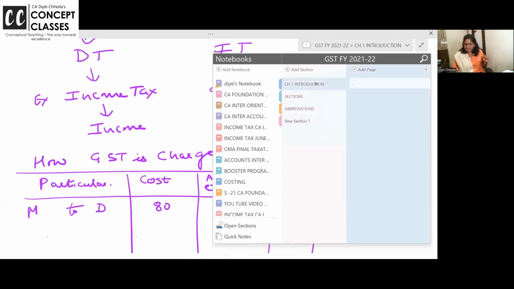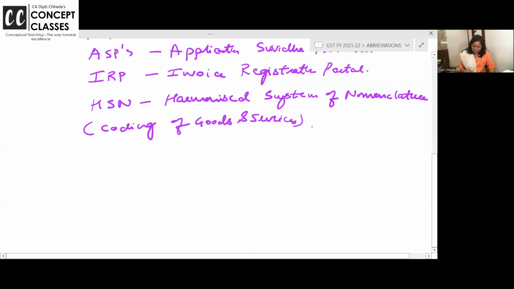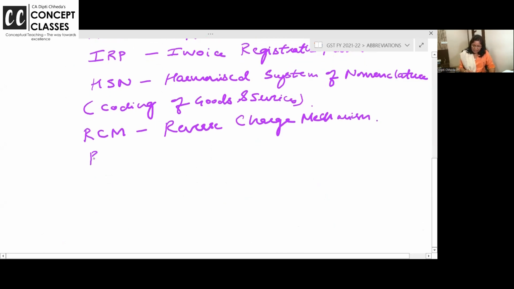Now before we close, one thing: as we are already maintaining the list of all the sections and abbreviations, you can add to that table. What did I teach you today? RCM. Sometimes we use abbreviations, so you should know. Reverse charge mechanism, wherein the recipient will pay the tax. I also used the word today, Resident Welfare Association.